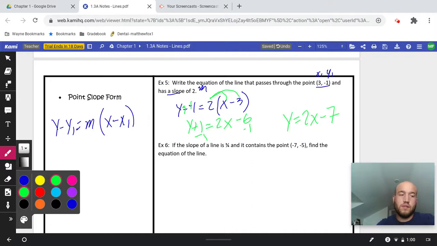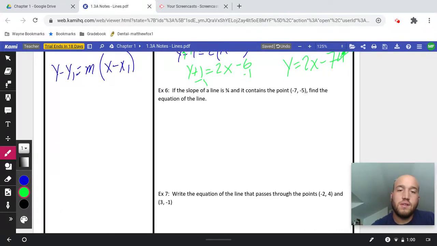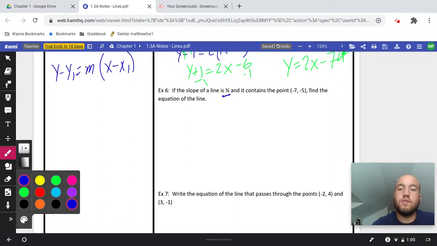Okay, so if you want to graph this, you can. However, you don't need to, but it's going to look something like this: down here, -7, and it's going to be going up to the right, something like that. Okay, so now, example 6 here. Same idea, except this time our slope is a fraction.